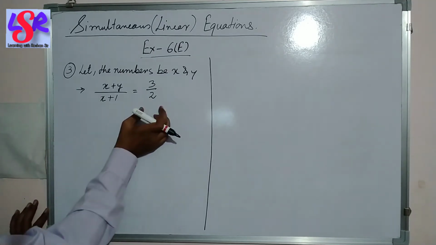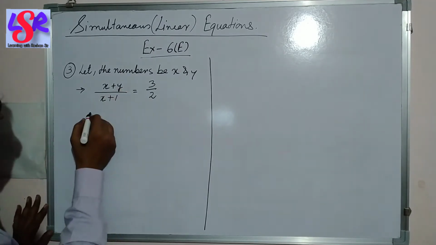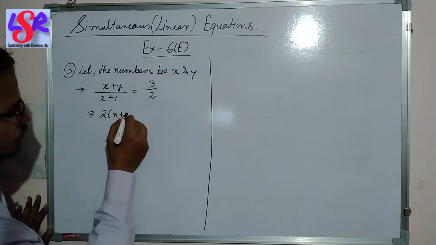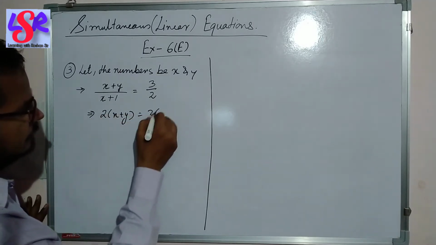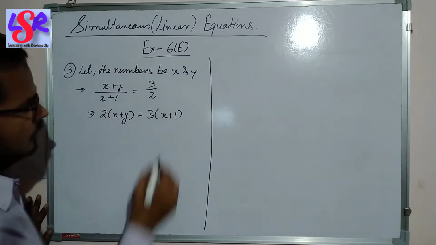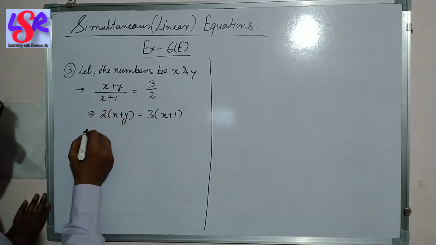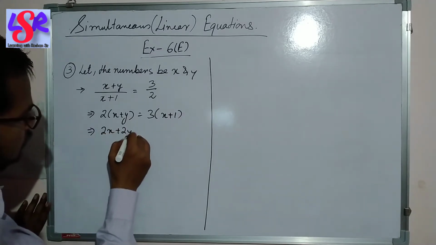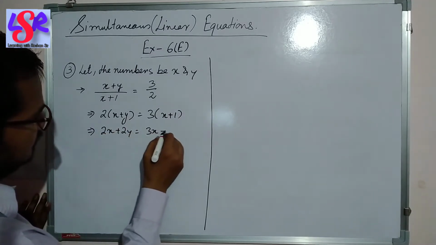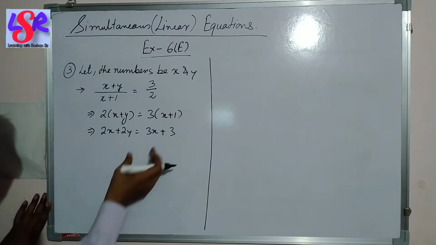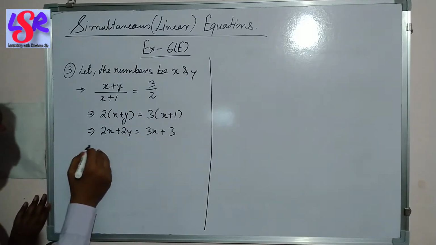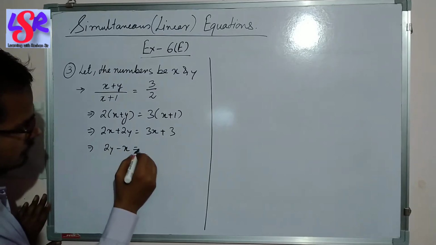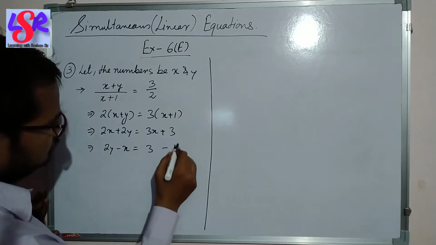Now to get the equation, we do the cross multiplication, and here 2 times (x plus y) equals 3 times (x plus 1). Now open the brackets, and here it will be 2x plus 2y equals 3x plus 3. Now we will rearrange this, and this will become 2y minus x equals 3 as the first equation.